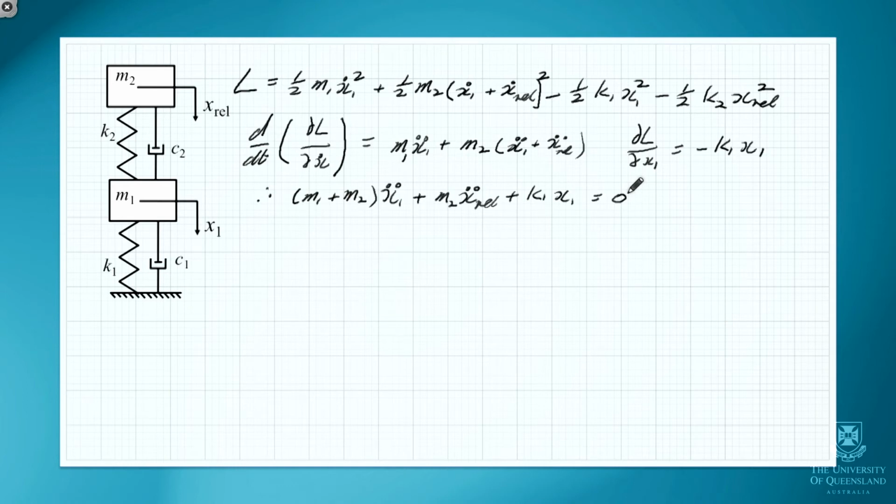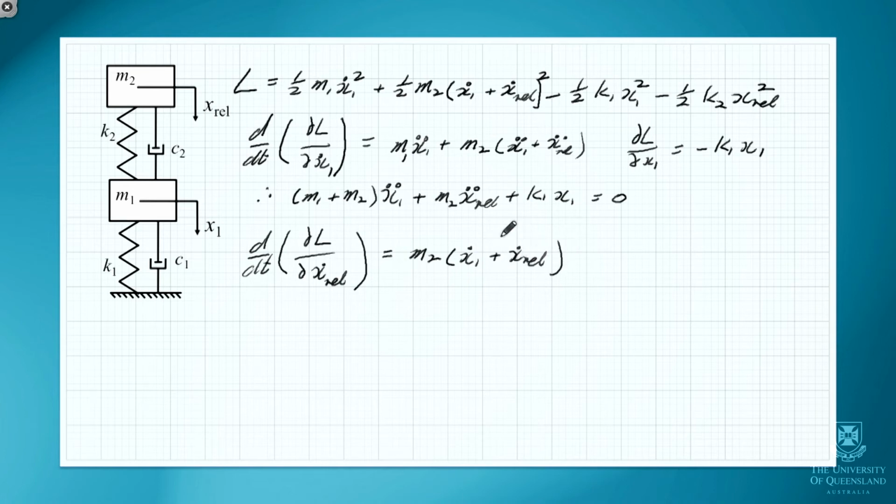Now if we do the same thing for xrel, it's d by dt of the partial of L with respect to xrel dot. What do we get this time? Well, this time we only need to look at the second kinetic energy term. So it's just m2 times x1 dot plus xrel dot, but differentiated with respect to time becomes double dot.